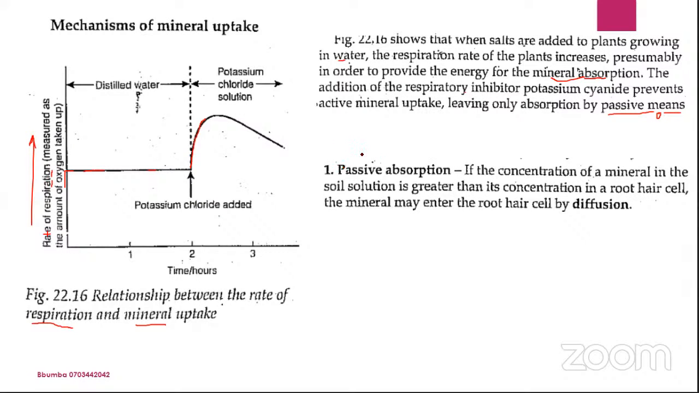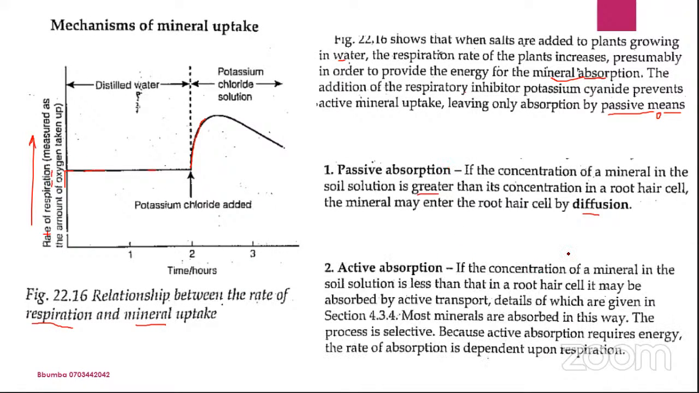With passive absorption, if the concentration of a mineral in the soil solution is greater than its concentration in the root hair, the mineral may enter the root hair by diffusion, that is down the concentration gradient, and that kind of process does not need energy. But by active transport, if the concentration of a mineral in the soil solution is less than that in the root hair, passive absorption can't occur, and if the mineral is needed, then it may be taken up by active transport.